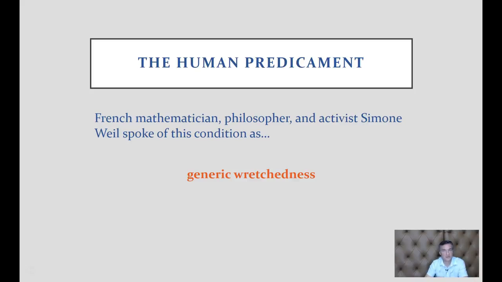So you think of what it would be like to live the most active years of your life in the midst of a horrible worldwide war, and you can understand why she might use this language of generic wretchedness. This was someone who felt that deeply and wanted to connect with that and to sympathize with it and have compassion for it.